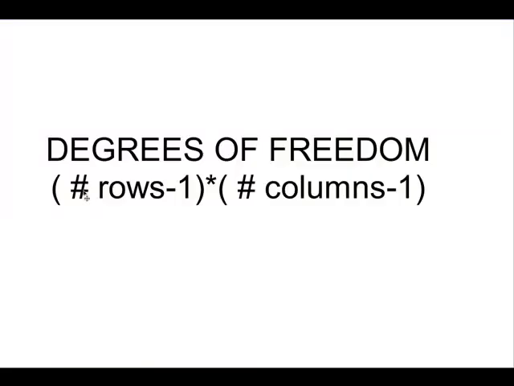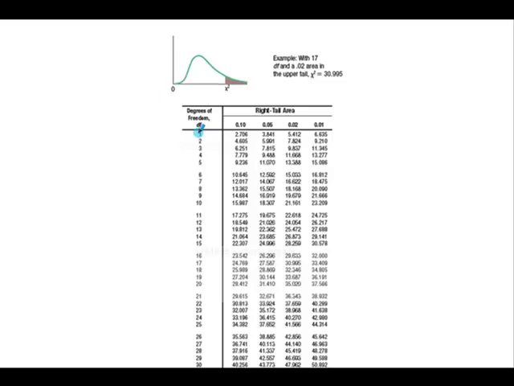Where we used to only have to take the number of rows minus 1, because we have multiple columns going on, we'll also have to do that with columns. So in this instance, we had 2 rows, take away 1, and we had 2 columns, take away 1. Parentheses, then the multiply. I have 1 degree of freedom. 1 degree of freedom, alpha equals 0.05, looks like 3.841.